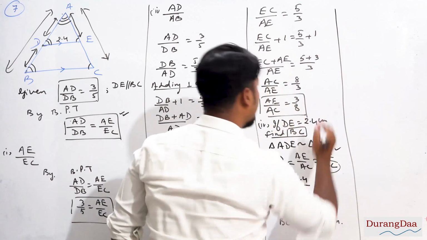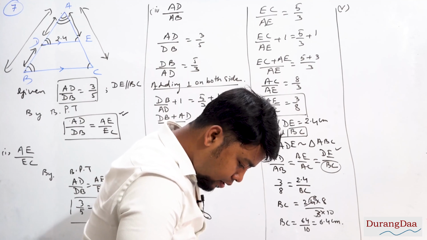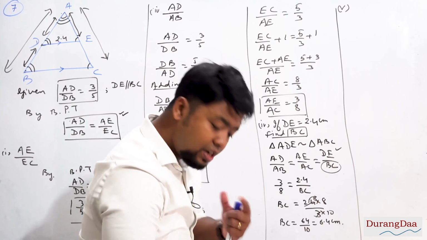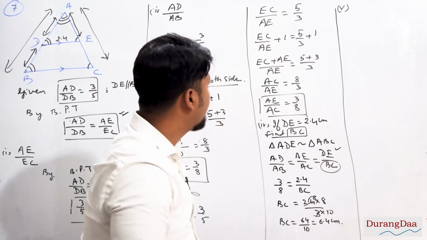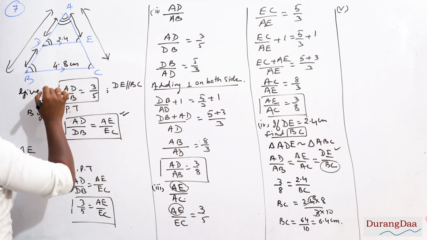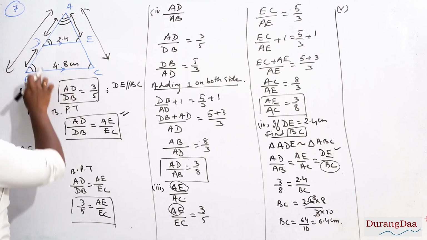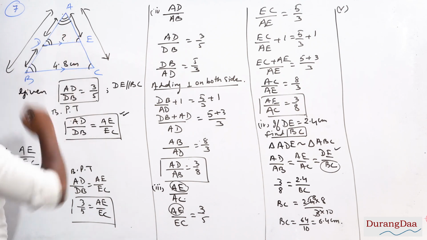Fourth also we have done. Fifth part, we have to calculate the length of DE. Again one condition has been given. Here we have to take the length BC as 4.8. BC now we will take 4.8 centimeters, and now with respect to this value we have to calculate the value of DE. That means we will omit this 2.4. Now we have to find the new value of DE.